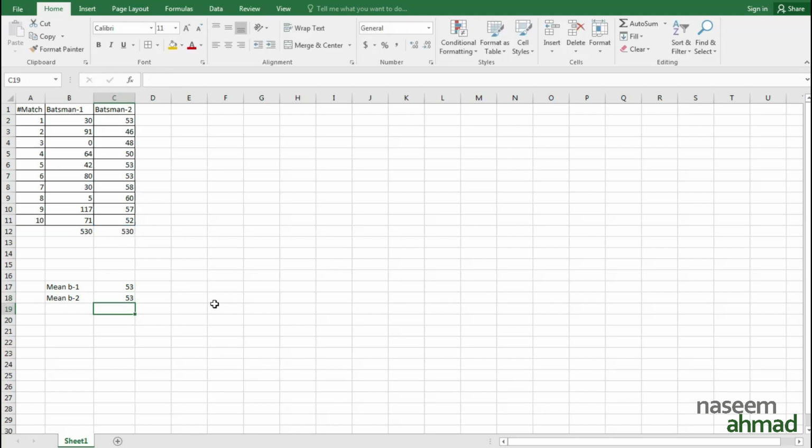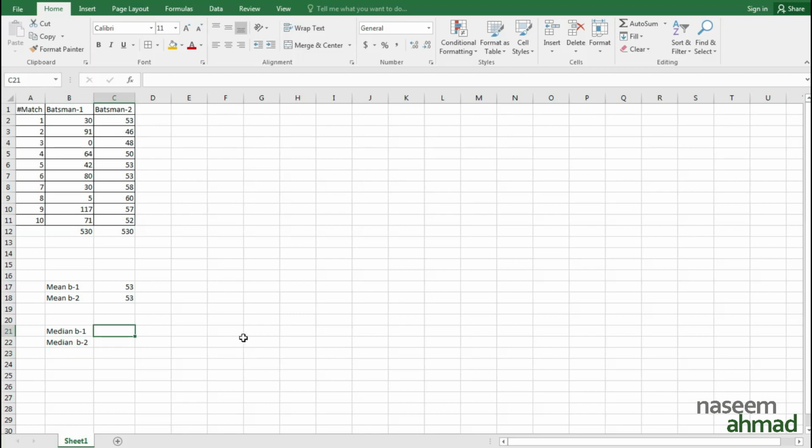So now one more problem. The mean of these data points is exactly the same. So simply the mean is not conveying the full information about the data and the behavior of the data set, meaning the behavior of the runs scored by these two batsmen. Now what is the median? So the median of batsman 1, batsman 2.